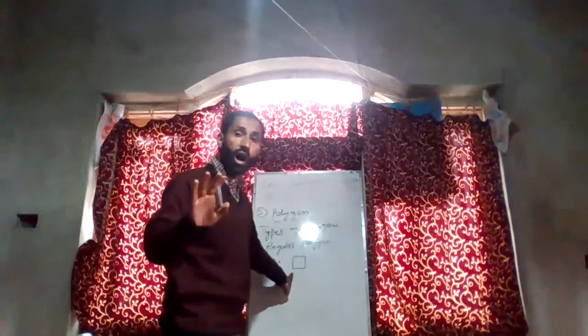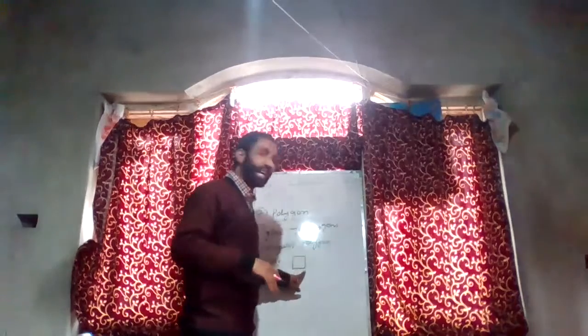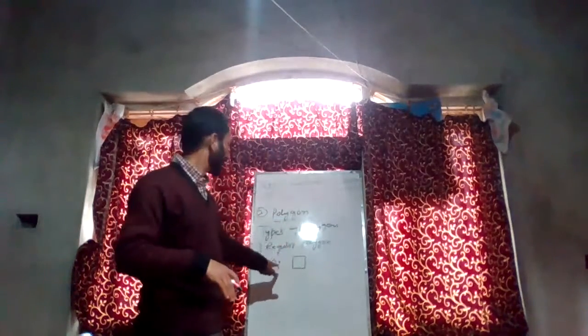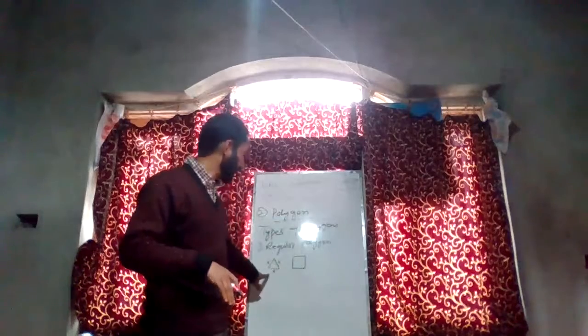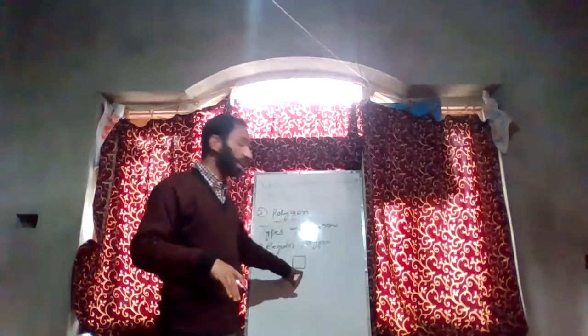All angles are also equal by measurement. Each angle is 90 degrees. So we can say it is a regular polygon. Equilateral triangle is one example, and the second example is square.